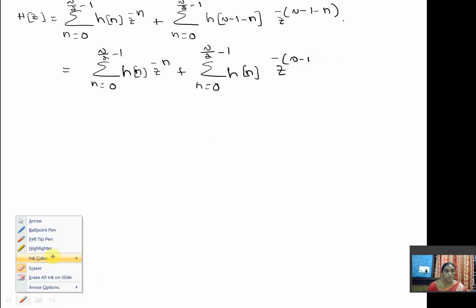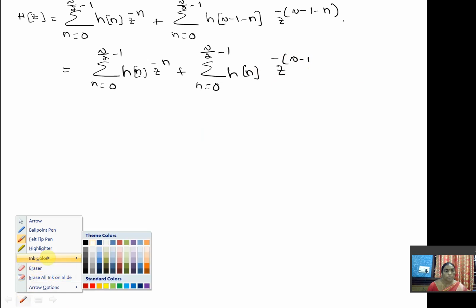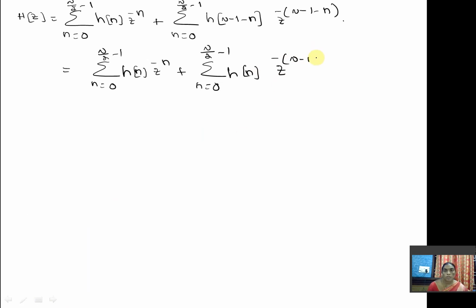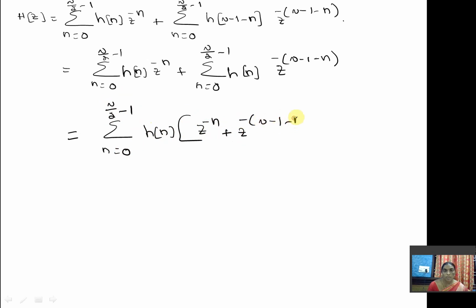Place same as it is, right? z power n minus 1 minus n. Okay, right? Now take the summation n from 0 to n by 2 minus 1 of h of n. It's a common thing in both terms: z power minus n plus z power minus of n minus 1 minus n. Okay, right? So now here this is nothing but h of z.